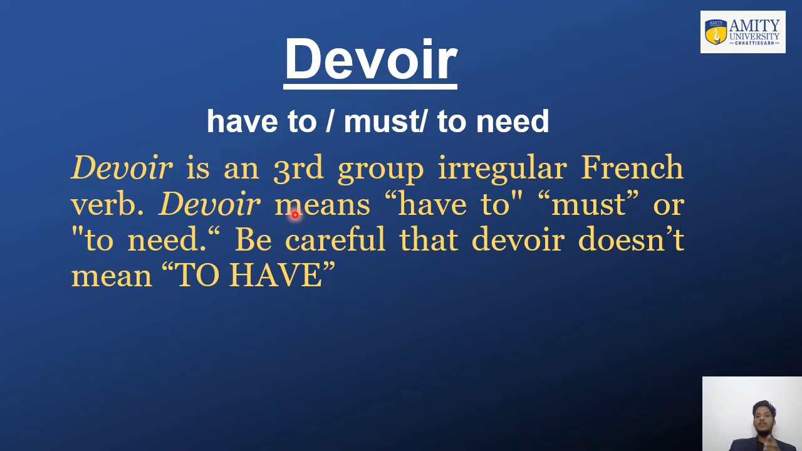And one more thing, be careful about this verb. This verb doesn't mean to have. Have to and to have are not the same, so be careful about that. The verb that means to have is avoir: j'ai, tu as, il a, elle a, nous avons, vous avez, ils ont, elles ont. That is the avoir verb, to have. But devoir means have to.